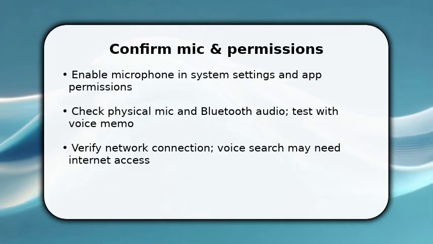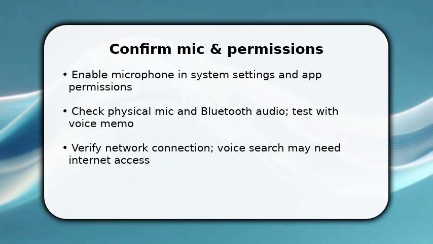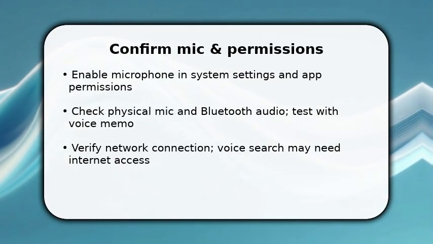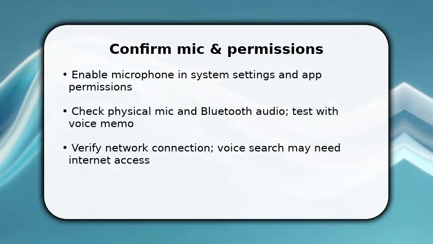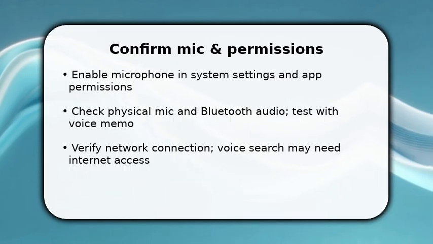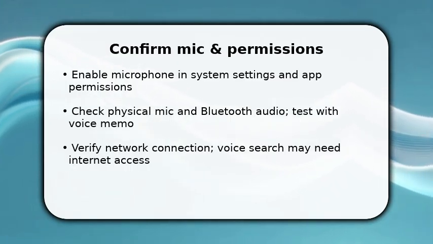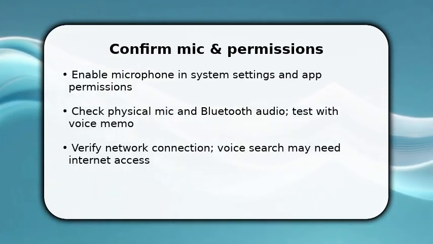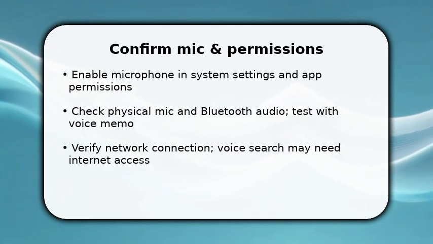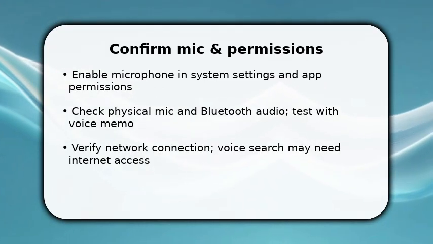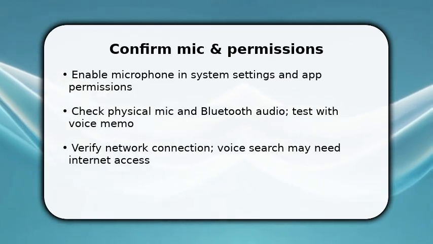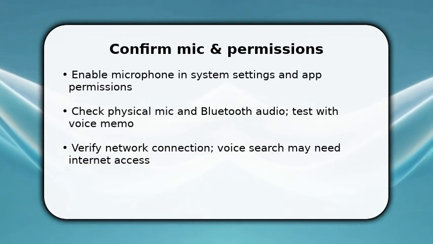You start by confirming prerequisites, a working microphone and granted permissions. Open Settings, go to Privacy or App Permissions, and enable microphone for the search app. Once done, make sure Bluetooth or headset audio isn't hijacking input by disconnecting accessories and testing with a voice memo app. Also check your Wi-Fi or cellular connection. Voice search often requires internet. Doing these checks now prevents wasted steps later and prepares the device.